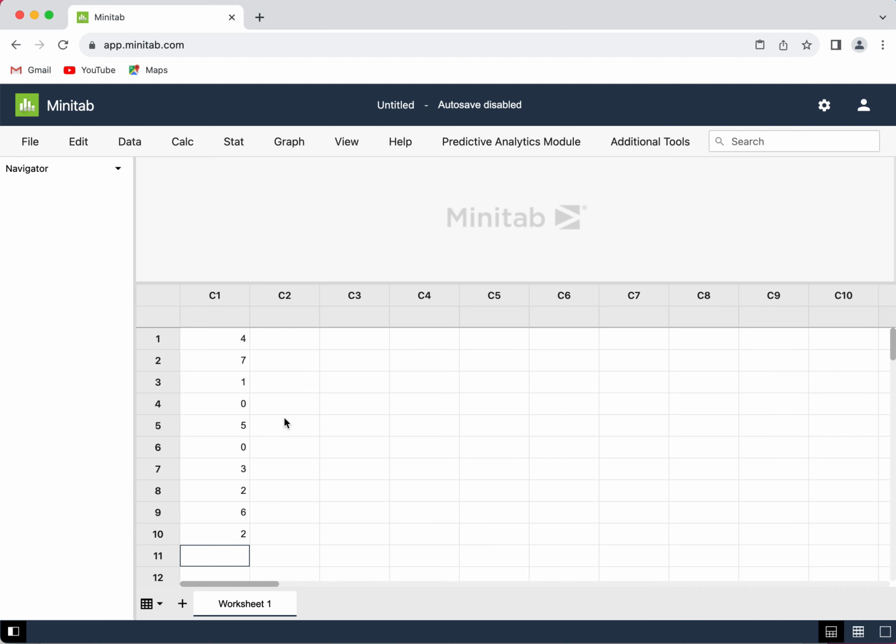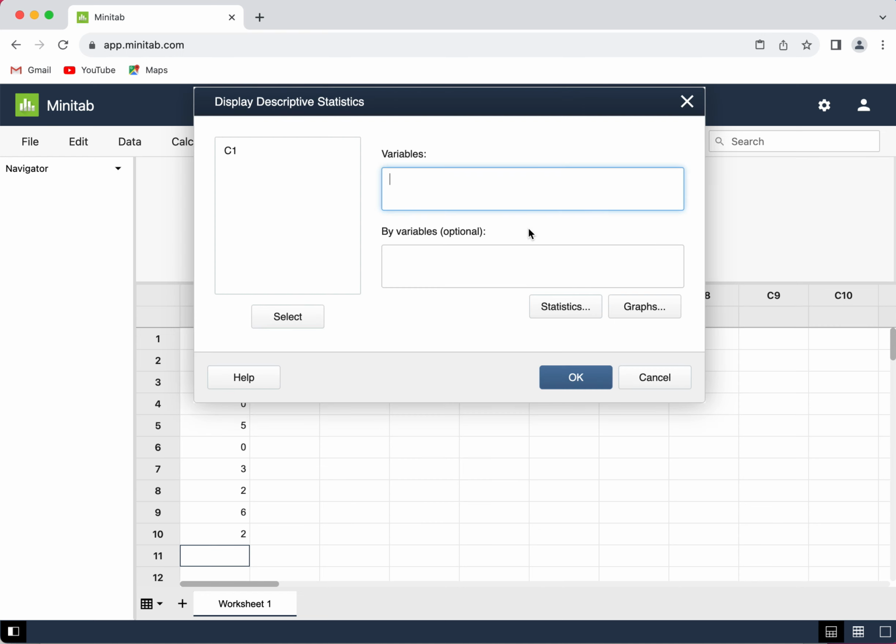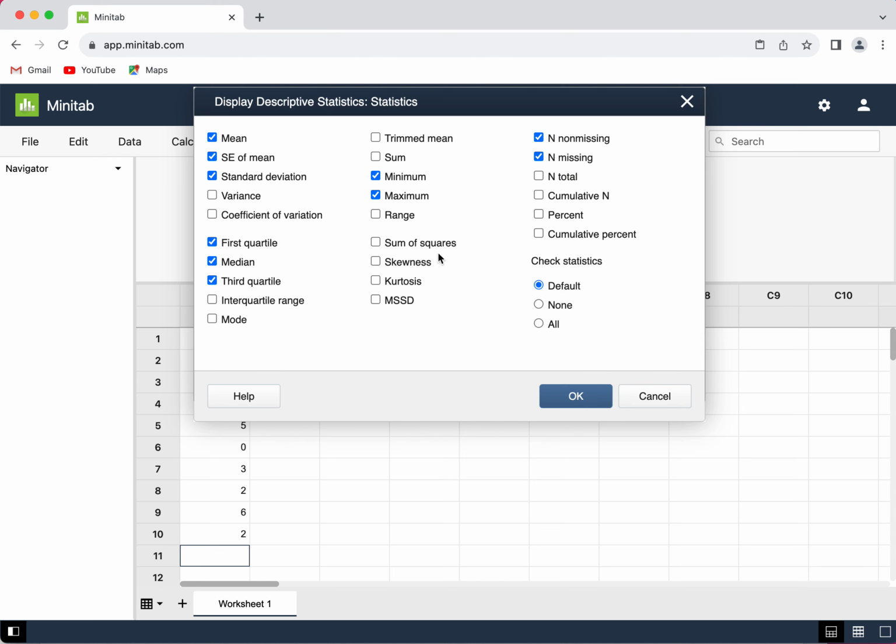I don't have a separate worksheet for this because it's just 10 values, but you can easily type these into the Minitab spreadsheet pretty quickly. And so I have those there. And then as usual, I'm going to go to Stat, Basic Statistics, and Display Descriptive Statistics. And I want to calculate only variance and standard deviation.